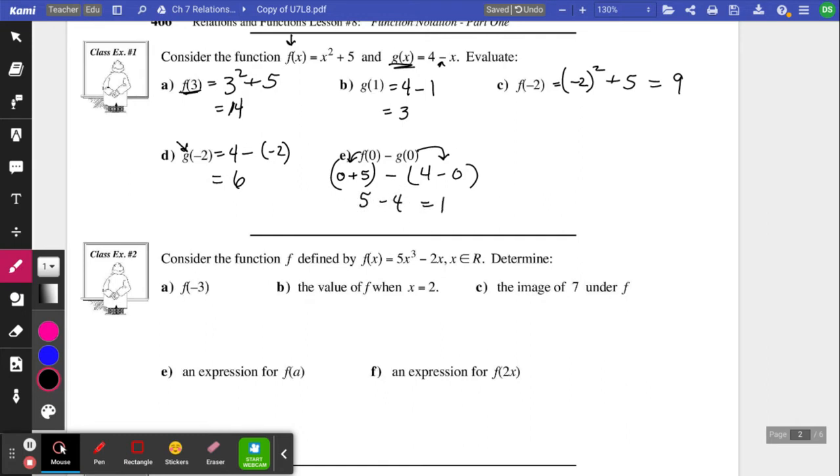Is it the 0 squared? Yes, it is. Go ahead, square your 0. 0 squared is just 0. All right, you doing okay so far?